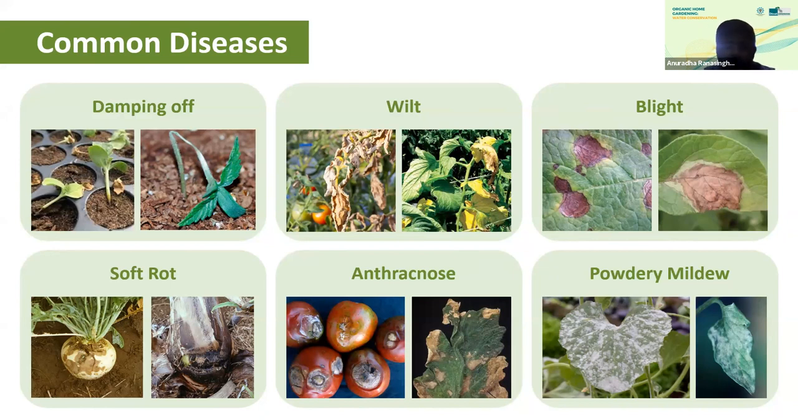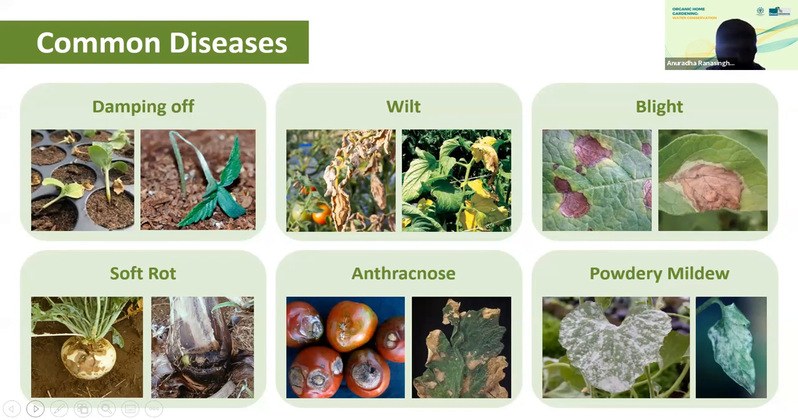Then powdery mildew. This is another common disease, it's like a powdery shape, especially found when you grow pumpkin and cucumber. It's spreading like a powder over the surface of the leaves. So these are the diseases.